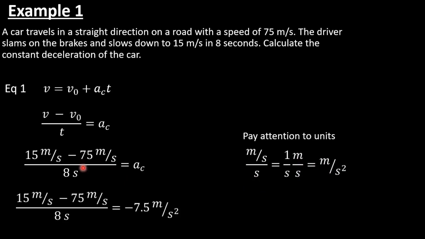If I then put all this into my calculator, I get minus 7.5 meters per second squared. So the constant deceleration of the car is minus 7.5 meters per second squared, where the minus is telling us it's decelerating. That's the important bit. You can actually lose marks if you don't put that minus there. So remember, acceleration is a vector quantity, so it can be either positive or negative.